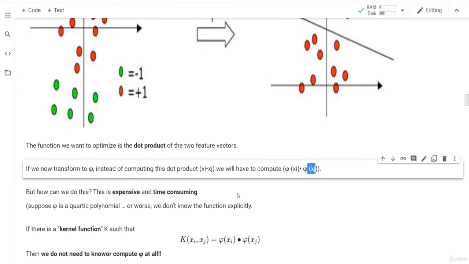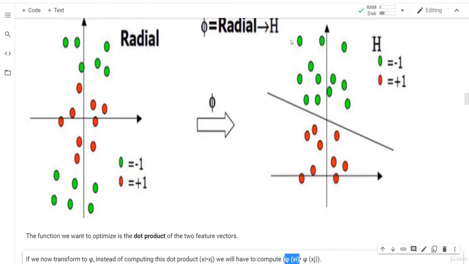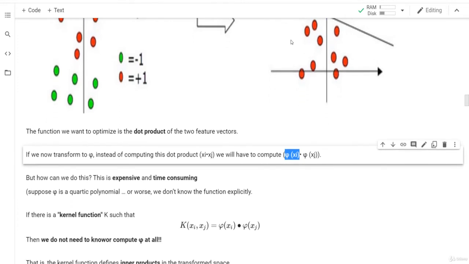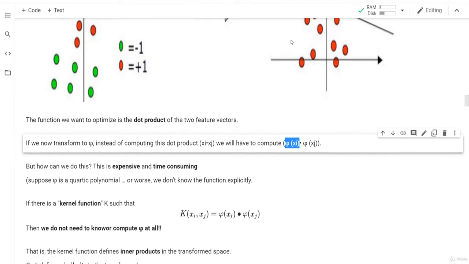The problem now is that this is expensive and time consuming. You need to compute the function for xi and compute the function for xj, and then compute the dot product between them in order to apply this function. This is expensive and time consuming, and we will see an example in a future lesson.